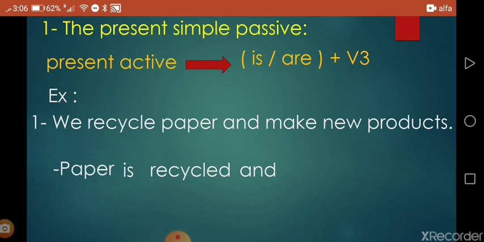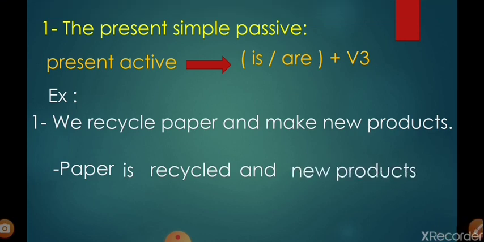Now, what is the object? It's new products. Excellent, my student. New products. Is it singular or plural? It's plural. So we use are. Then we put verb 3 from the verb make, which is made. So the sentence will be: paper is recycled and new products are made.